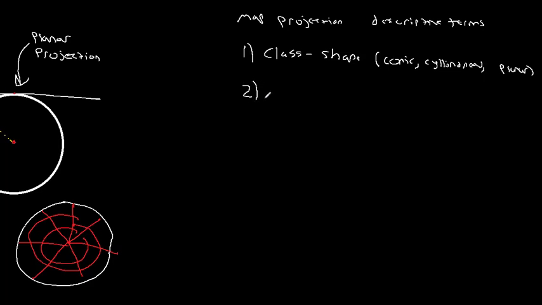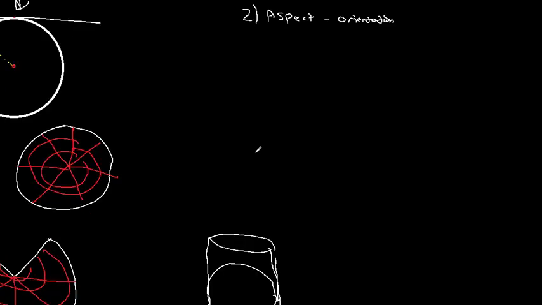The second thing that we can do is we can actually change the orientation. And when we start messing with orientation, we call that the aspect. Right, the aspect is the orientation of the developable surface relative to the reference globe. All right, let me repeat that. The aspect is the orientation of the developable surface relative to the reference globe. I think this might be a little bit easier to see visually.